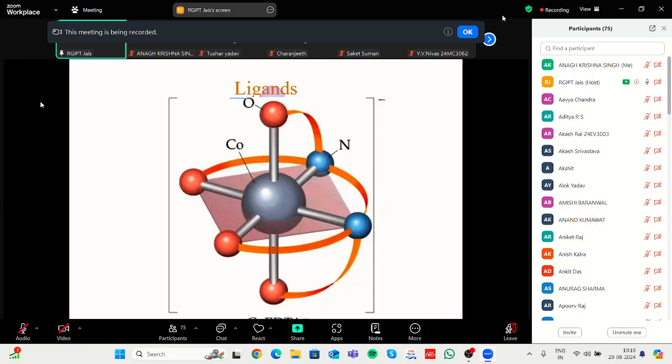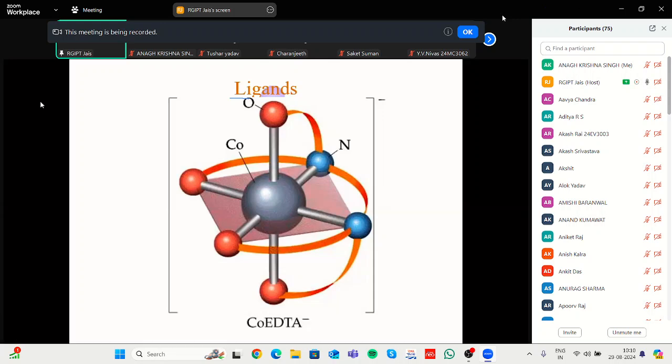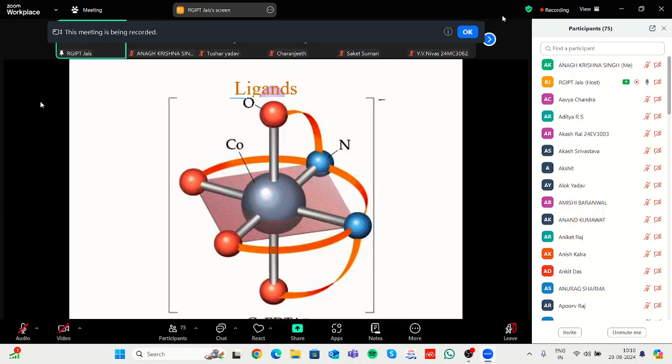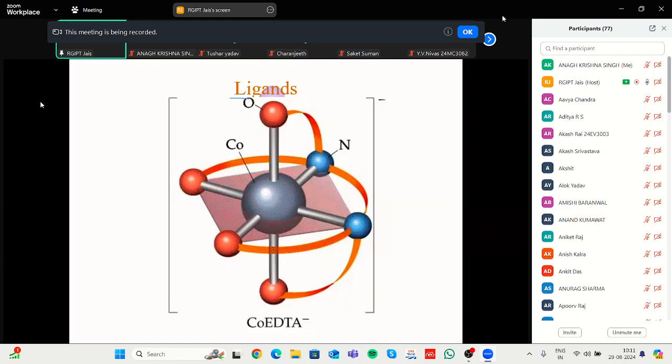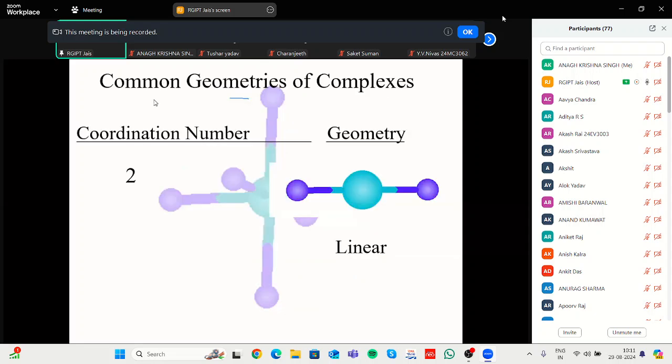The primary valency, that is the oxidation number, is ionizable and non-directional in nature. And the secondary valency, corresponding to the coordination number, is directional and non-ionizable. After that we will come to the next topic, the common geometry in a coordination complex.